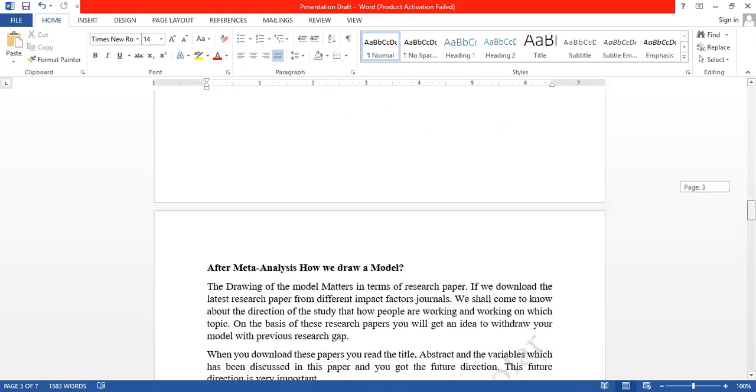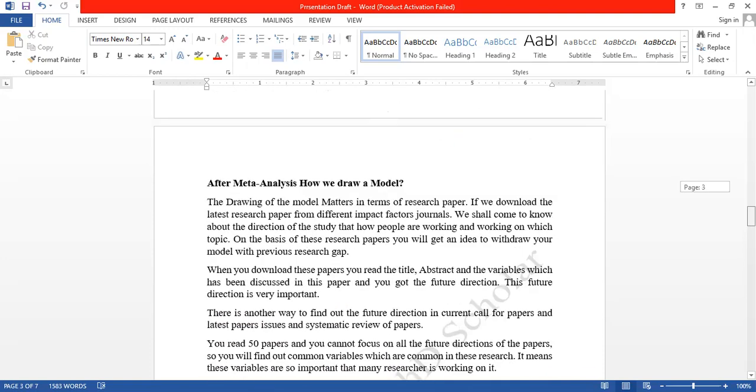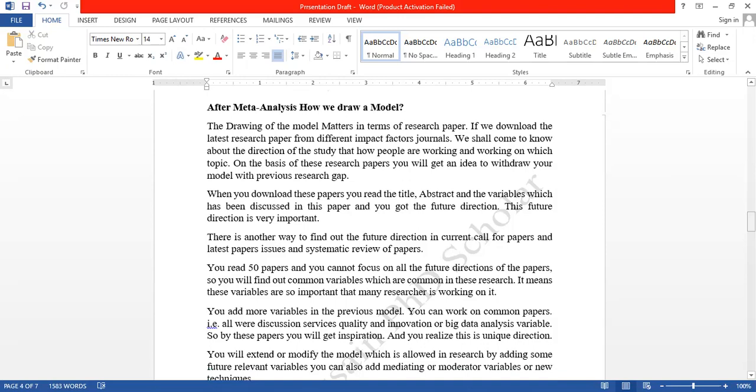And after the operationalization of the variables, our next topic is meta-analysis, how we draw a model. The drawing of the model matters in terms of research papers.